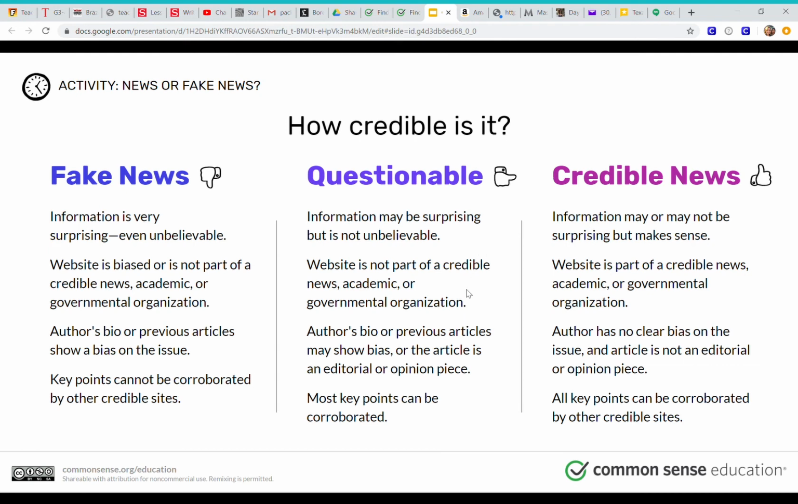Okay? The website is not part of a credible news, academic, or governmental organization. So we know that there are credible news sites, and we're going to talk about some of those later, okay? Not today because it's getting really long. But we know of academic sites, so things like colleges, or if Her ISD posts something, okay? Or if I send you to some sites that have been picked by me, those are probably good, okay?